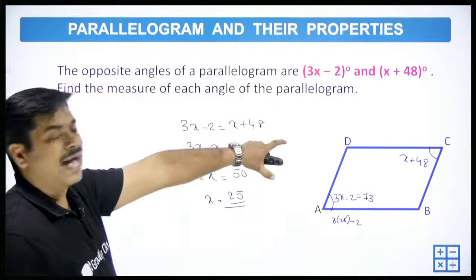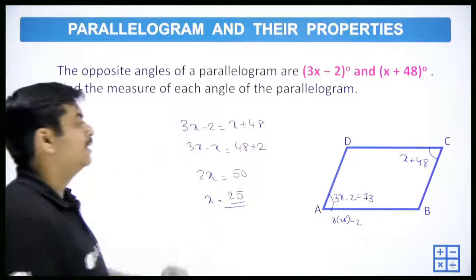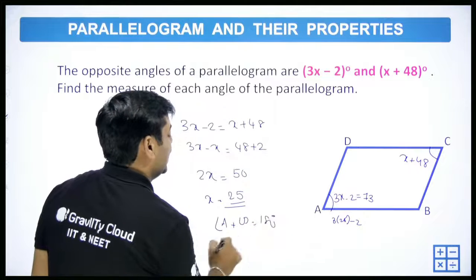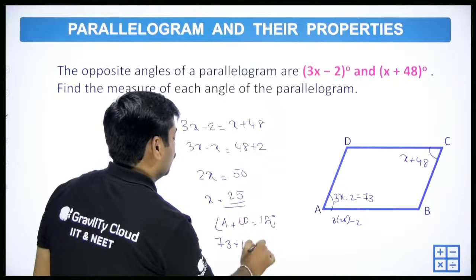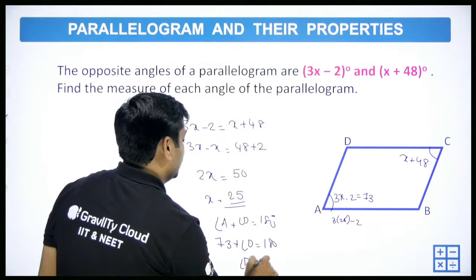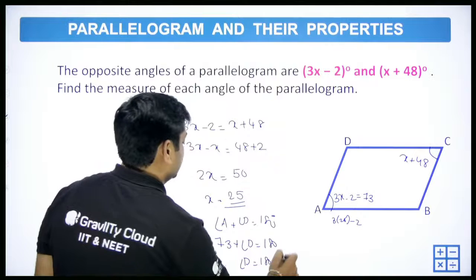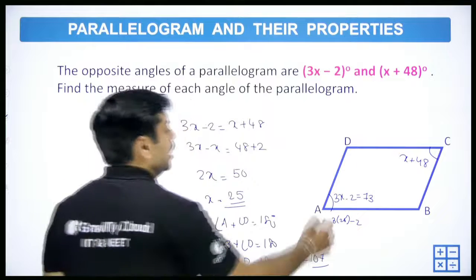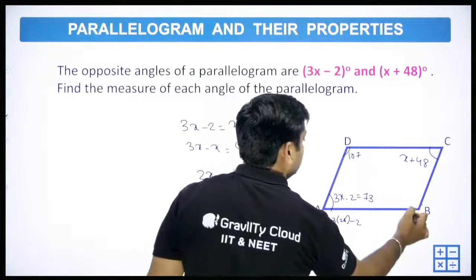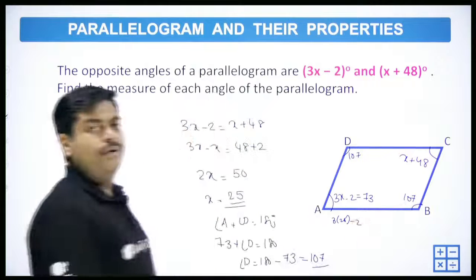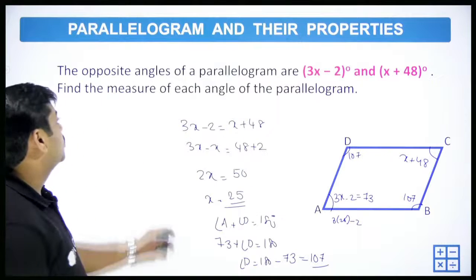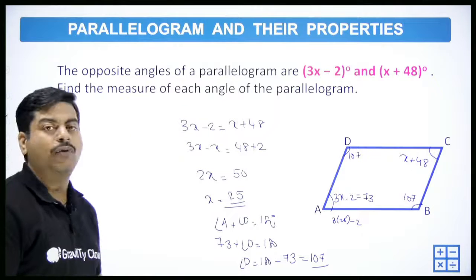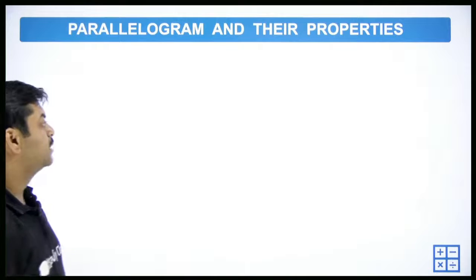And we know that adjacent angles should sum to 180 degrees. So angle A plus angle D is equal to 180. Angle A is 73, so angle D is equal to 180 minus 73, which becomes 107, right? So the other angles are 107, and again vertically opposite, that becomes 107. Okay. The opposite angles of a parallelogram are 3x minus 2 and x plus 48. Find the measure of each angle of the parallelogram. Okay. What's the next one?